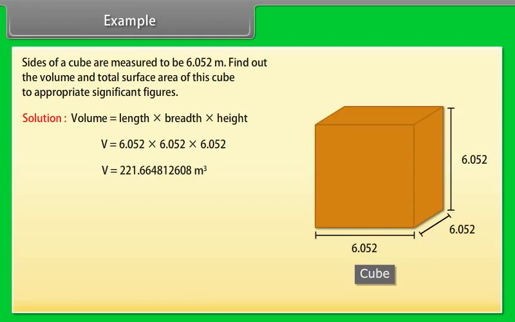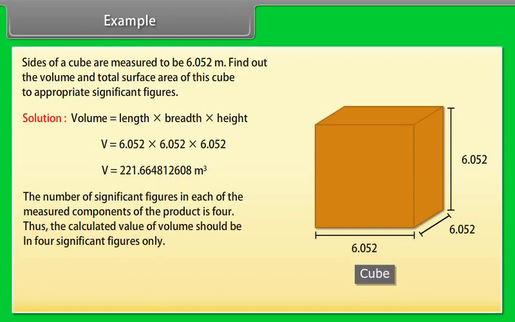221.665 meter cube. The number of significant figures in each of the measured components of the product is 4. Thus, the calculated value of volume should be in 4 significant figures only. Thus, V is equal to 221.7 meter cube.